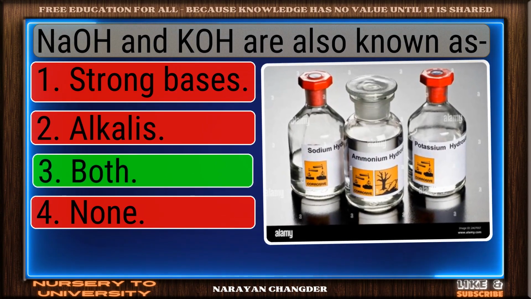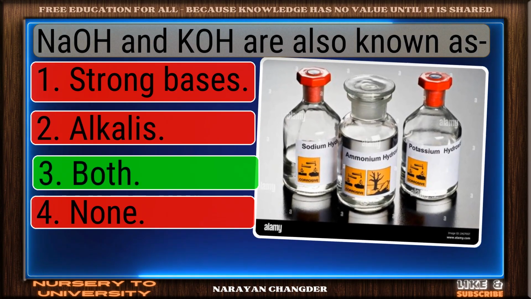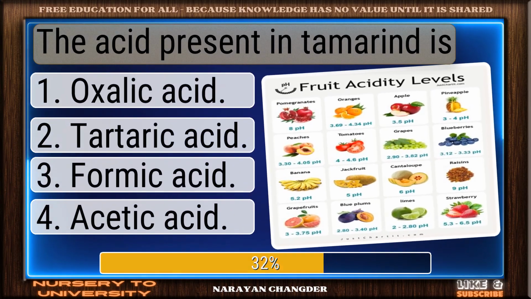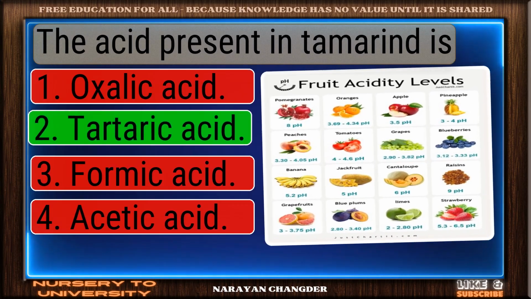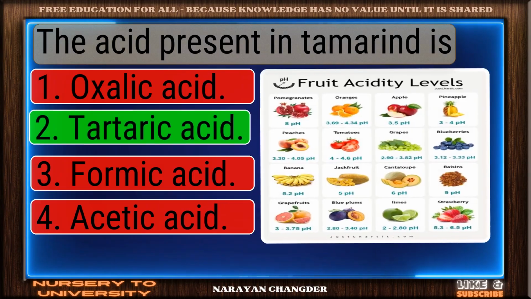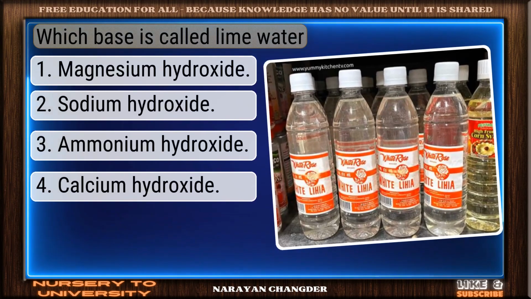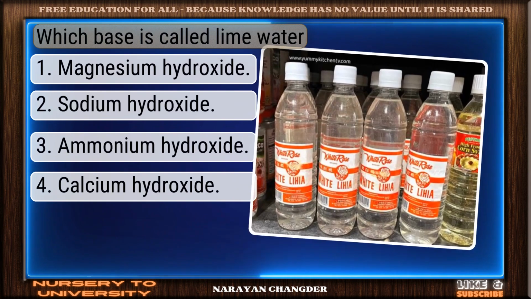Well picked. Both is the correct answer. Question number 130. The acid present in tamarind is? Good job. Your answer tartaric acid works well here. Question number 131. Which base is called lime water?